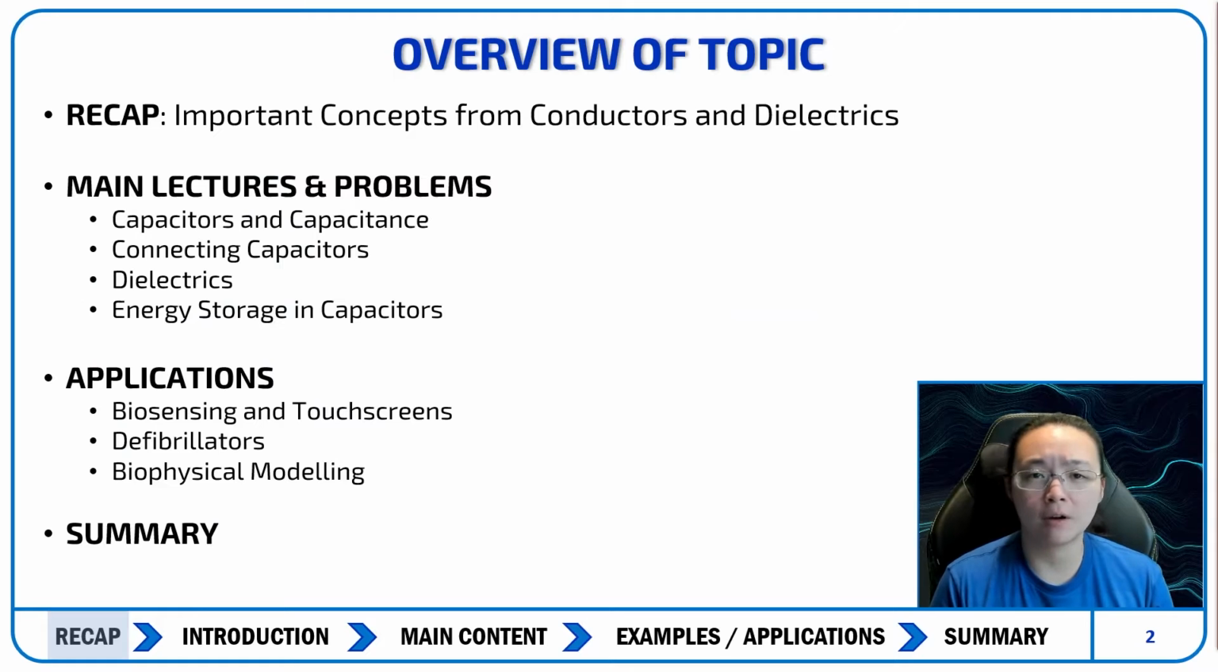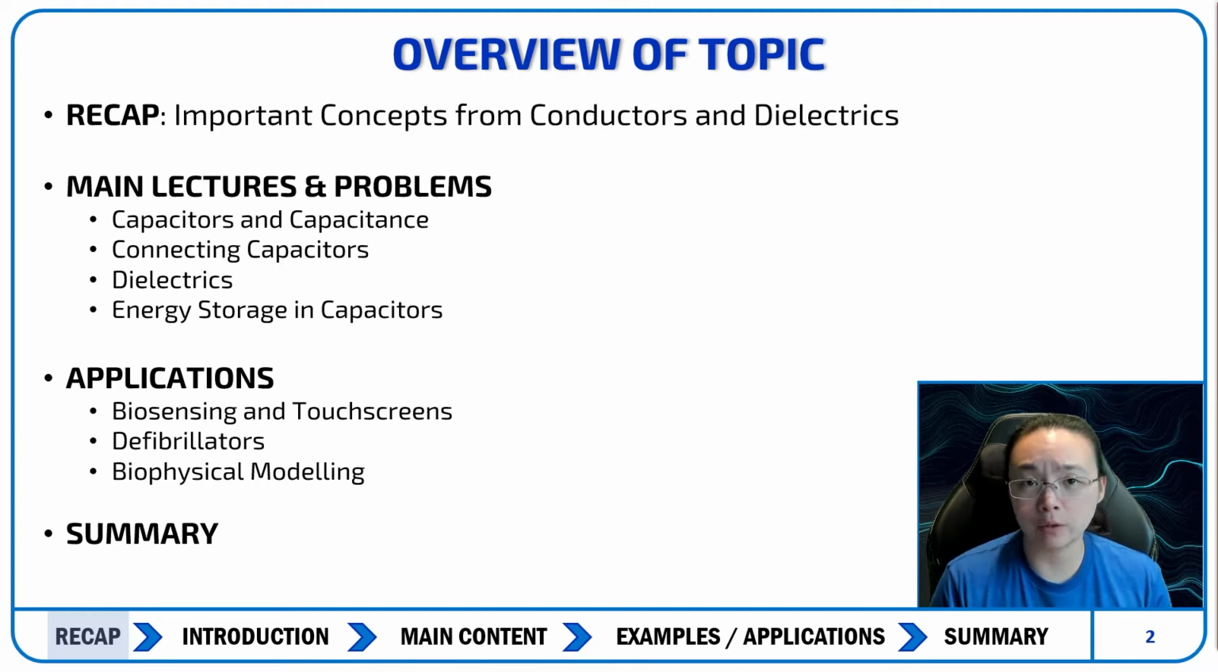So what are we going to talk about in this lecture? First, we're going to go through a recap of the important concepts from conductors and dielectrics, especially dielectrics because we're going to have to use them for capacitors as well. Then we're going to take a look at capacitors and capacitance, as well as what happens when you connect capacitors in series or parallel. Do a little bit of a summary and a recap about dielectrics and how they're useful in capacitors, and then take a look at energy storage in capacitors.